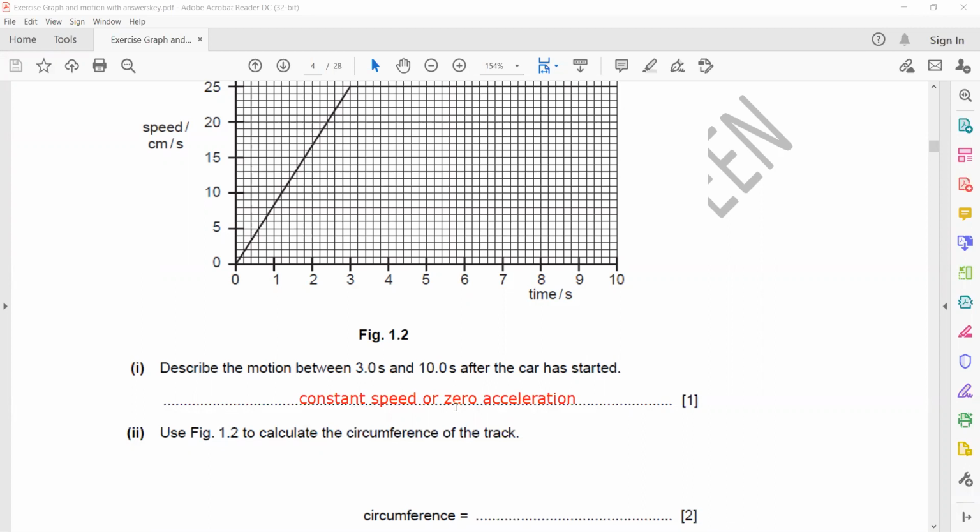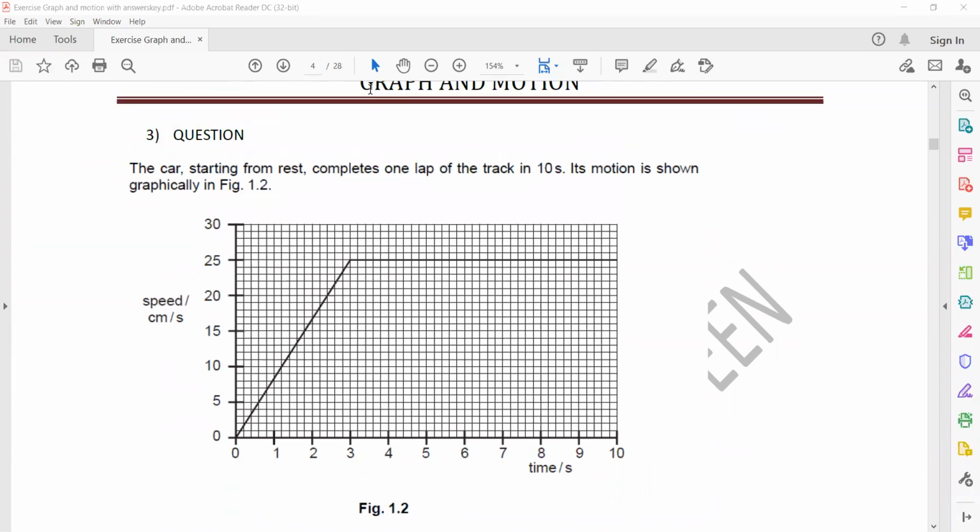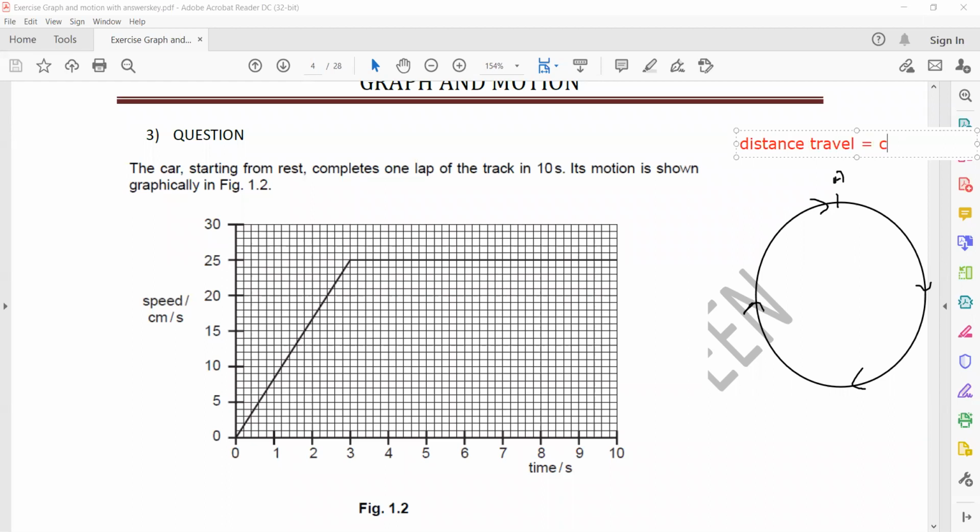Then calculate the circumference of the track. The circumference means the distance. Basically, what is the meaning of circumference here? If you have a track, and a car starts from point A and moves on the track and returns back to point A, the distance traveled by the car is equal to the circumference. So we need the total distance. So how can we work out the total distance?